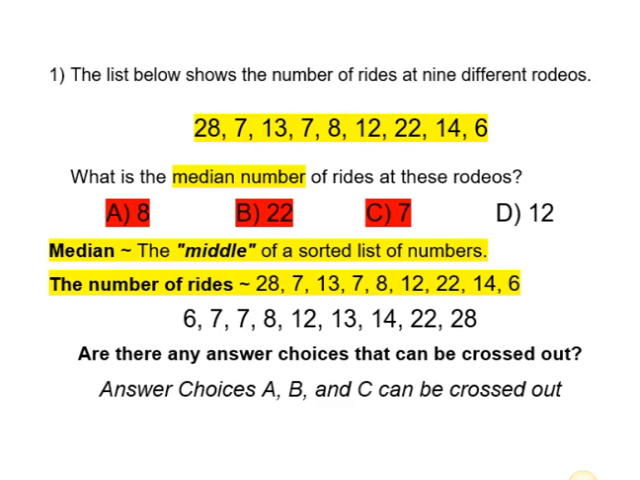Again, answer A is 8, and it's kind of close to the middle, but it's still closer to the beginning than it is to the middle. We may have a better answer choice for the middle number in this list.